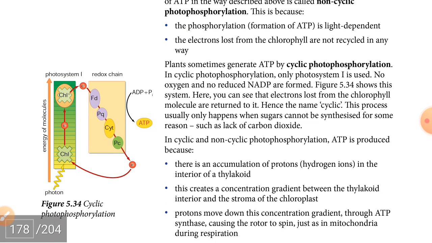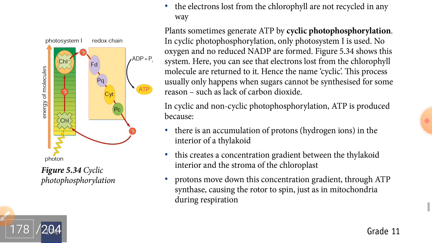Plants sometimes generate ATP by cyclic photophosphorylation. Plantiin cyclic photophosphorylation fayyadamuudhaan ATP illee oomishuu ni danda'udha. In cyclic photophosphorylation only photosystem 1 is used. Photosystem 1 qofatu fayyadama hojiirra oolaadha. In what? In cyclic photophosphorylation. No oxygen and no reduced NADP are formed. Isa kana keessatti oxygen in oomishamu, reduced NADP in oomishamu.